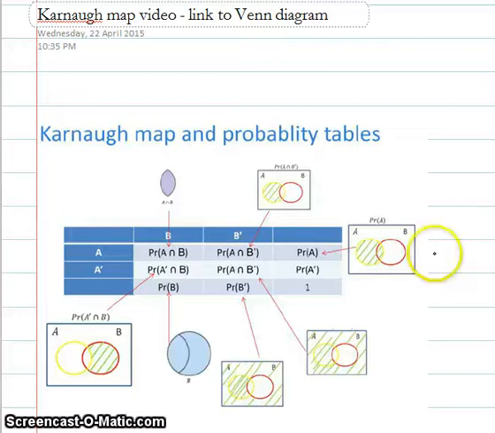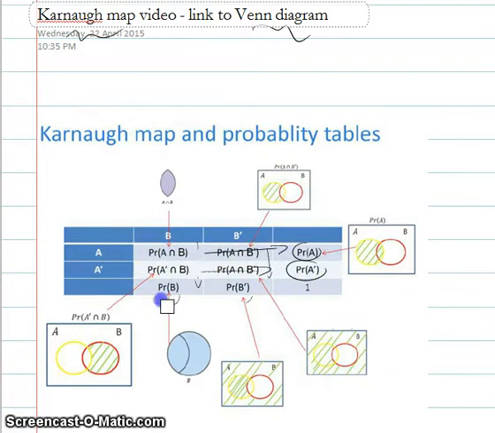Alright, this video is going to try and link the Karnaugh map with the Venn diagram and understand why this column adds up to the probability of B, why this column adds up to the probability of B prime, why this row adds up to the probability of A, and why this row adds up to the probability of A prime. Okay.